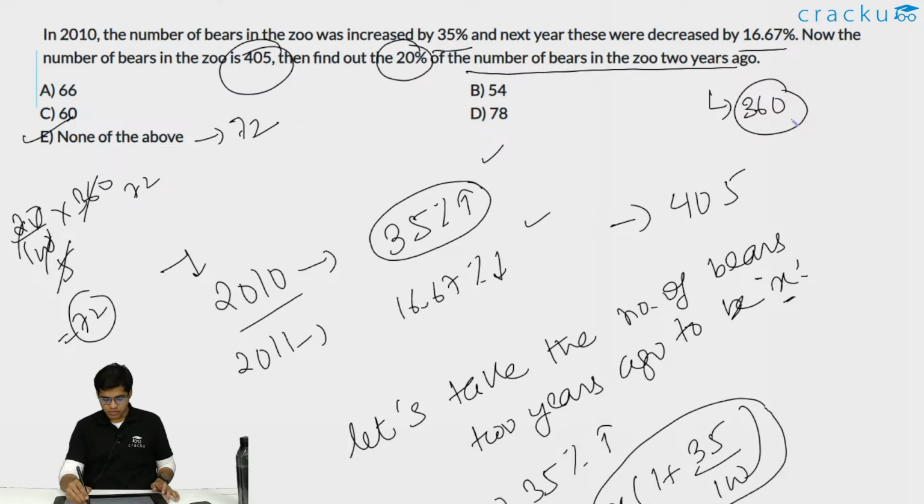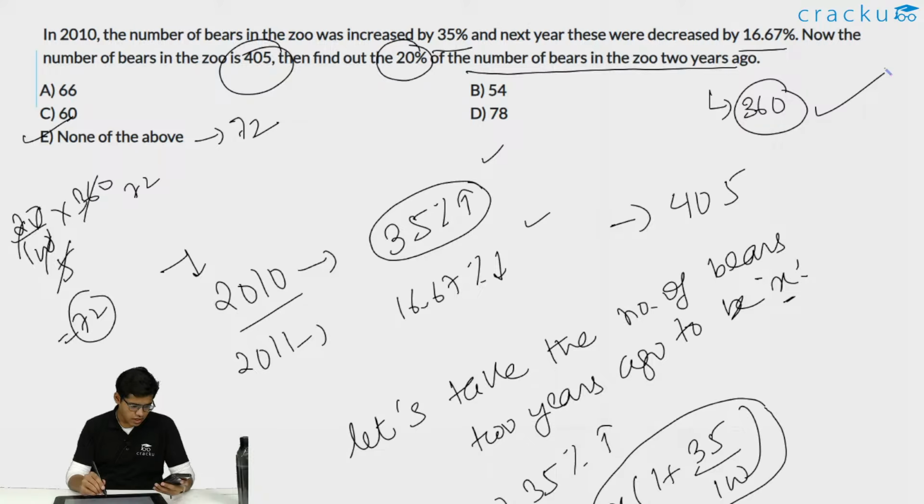360 is the number of bears in the zoo 2 years ago. 20% of 360 is 72. Right? Option E, none of those is the right answer. Yeah, 72. A lot of you guys have got it right. Great, guys. Let's move to the next question. Anyone is having any doubts, then please post. Otherwise, we can move to the next question. All good? Okay, let's move to the next question.